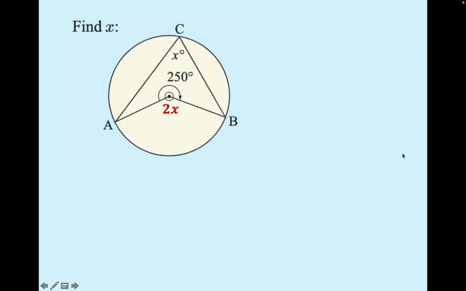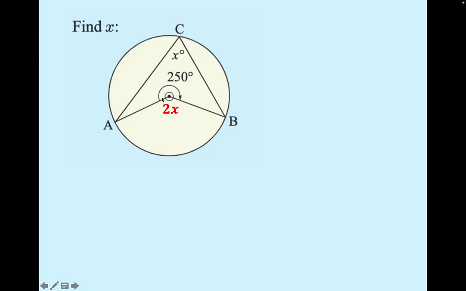In this one, first of all, we can note that if this is x, this is 2x. That is the theorem we just saw about a central angle and an inscribed angle subtended by the same arc. The central angle is always double this one. So we need to find x. We know this is double that. We know this is 250.